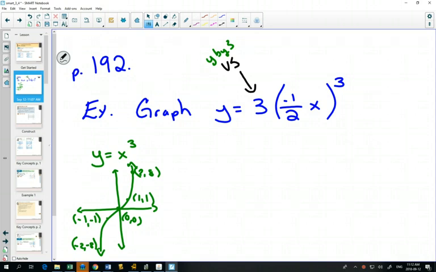That negative is going to be a horizontal reflection, and that half is going to be a horizontal stretch. We can put both of those things together and say we're going to have to multiply our x values by negative 2.